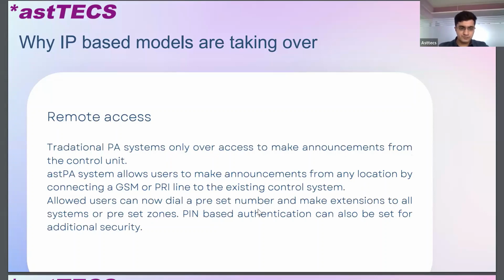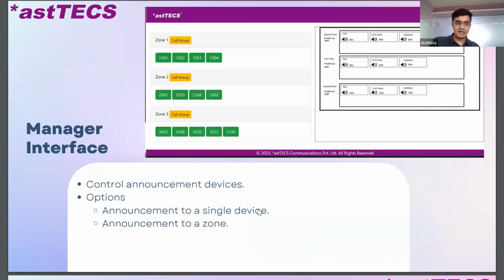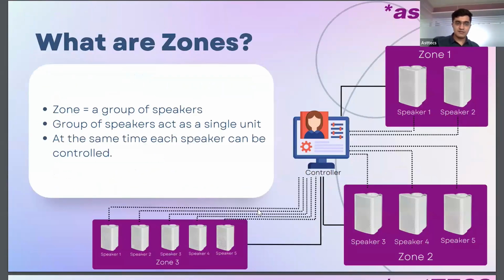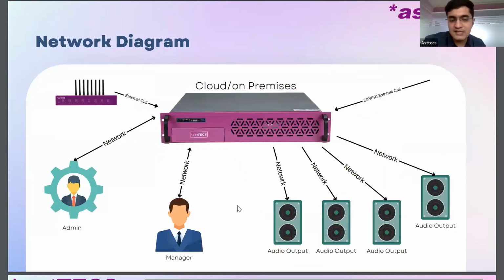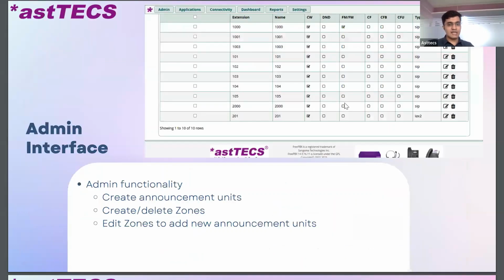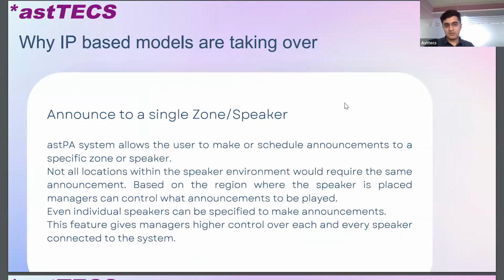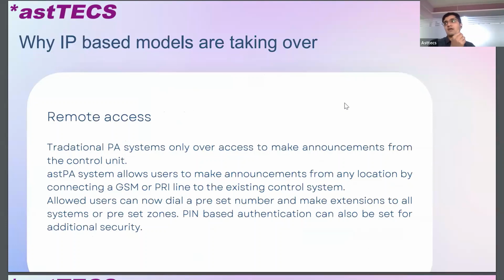Remote access. Coming back to this example, let me just pull up that slide. So yeah, remote access is like we mentioned before. You have an external call, you have SIP. One method of remote access is that your server has a public IP and your manager announces from that. But again, with external calls, SIP, PRI, you can configure a phone number to the system, and then you can make announcements through the system.